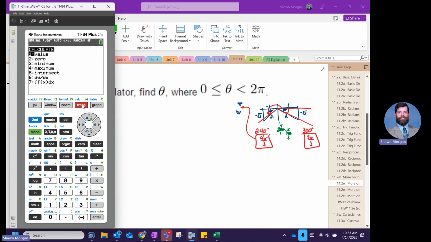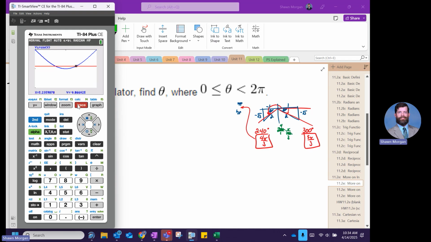Second trace. 5, enter, enter, enter. And it will find one of those values. Now, it's in radians mode, and so that's not so helpful. What do you think 5.2359878 is? 5 pi over 3. So if I'm a degree man, it probably would benefit me more to have it in terms of degrees.